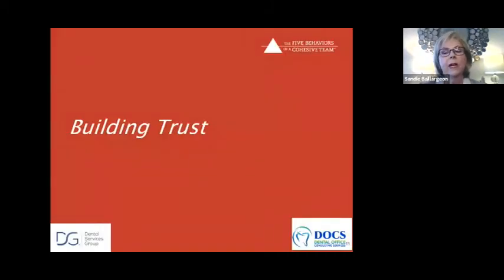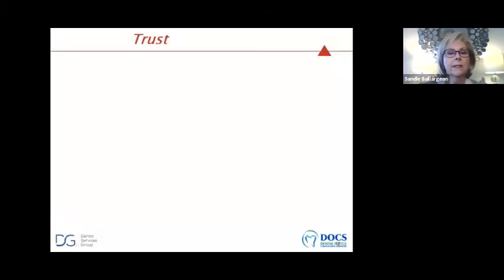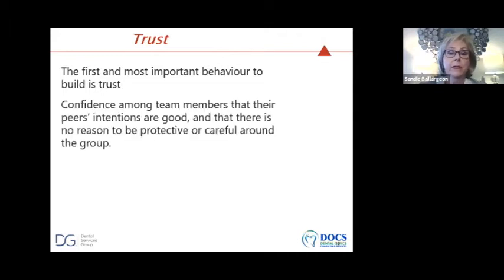So the foundation of the 5 behaviors is building trust. So let's talk for a quick moment about what trust is. So the first most important behavior is trust. Just like in a family, it's the most important part. You trust your family, and it's very important to trust your team members as well.